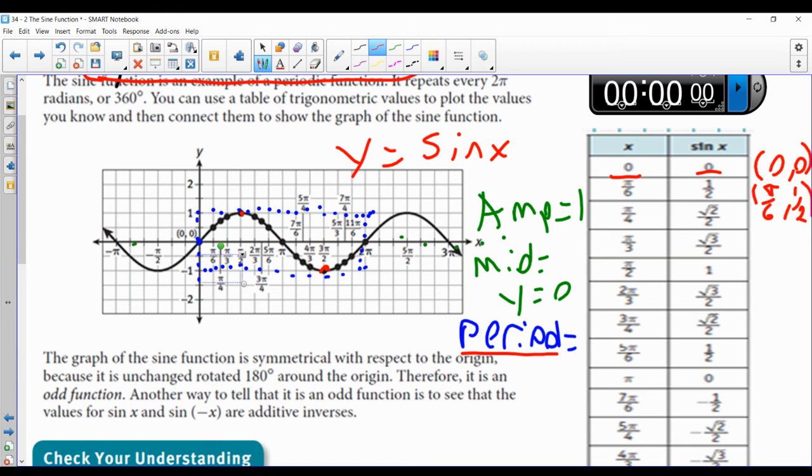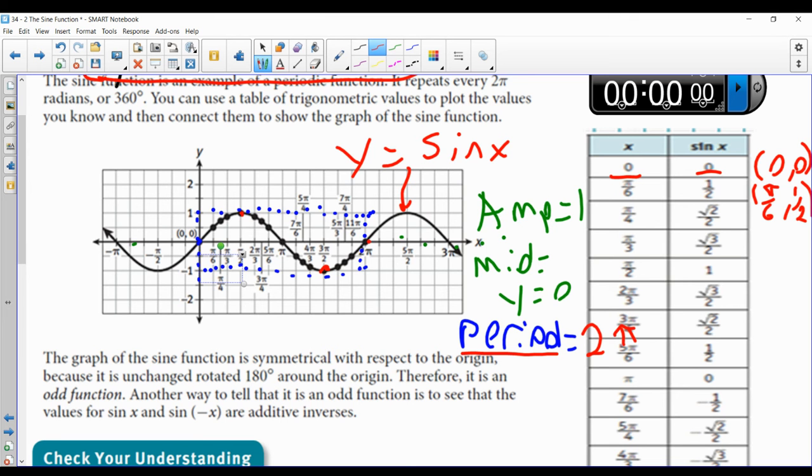Which means, if you really think about it, it starts at 0, 0. I have a max, a min, and then I get back to 0, 0. And then once again over here, if you notice, I start with my max again. So that shows me within that box, I have one full repetition of sine. Well, if I start from 0 and go to 2 pi, every 2 pi has to be a period.